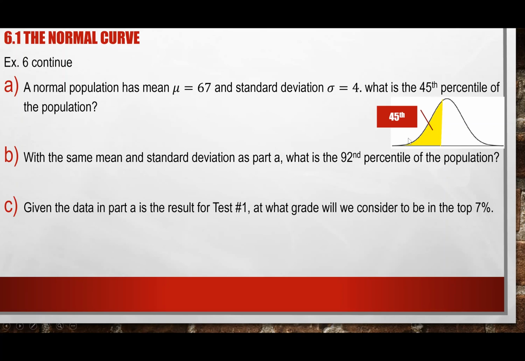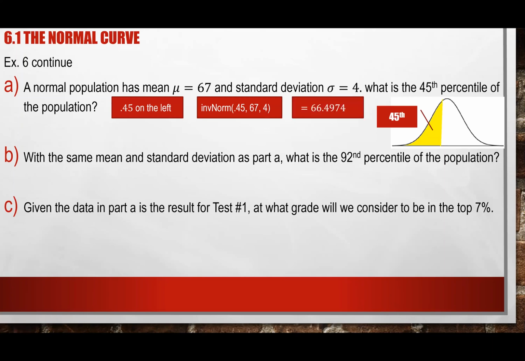Just imagine that we cut this up 99 times, right? The 1%, the 2%, the 3%, the 4%, the 5%, and all the way up to the 45%. The 45th percentile tells you that they give you 45% to the left, or in this case, 0.45 on the left side. If this is the area on the left, then all we need to do is put in the inverse norm, which needs the area to the left, the mean, and the standard deviation. If you type this in your calculator, you will have 66.4974, or probably 66.5 if they ask you for 2 decimal places.